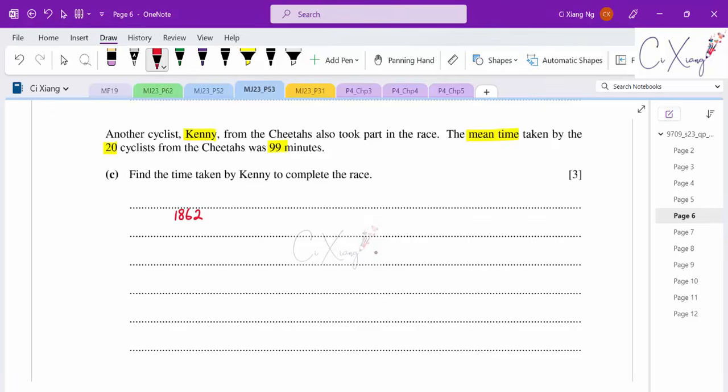But since we are having 20 cyclists now, I want to know after adding in CAIE. So let's say CAIE's time is X, divided by the total cyclists, where now it becomes 20 because 19 plus 1 becomes 20. The new mean that we get is actually 99. So this is how we form the equation. After that, by moving all the numbers to the other side, we will get the value for X, which is 118 minutes for CAIE to complete the race. So this is how we answer question number 4.